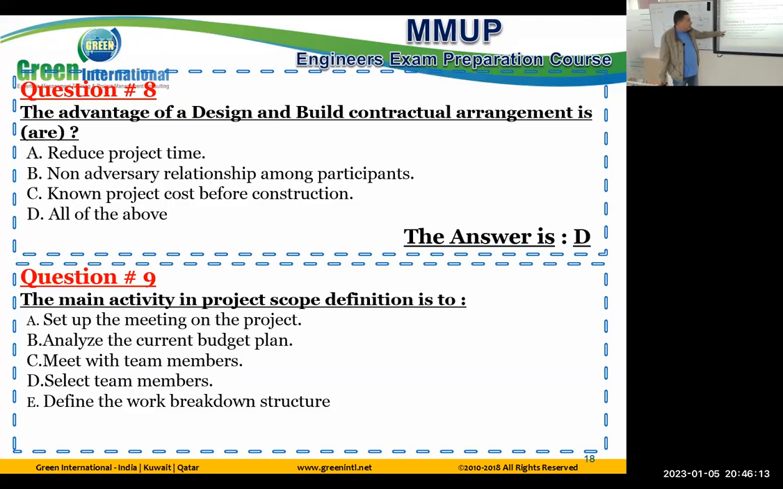Analyze the scope: what is the scope about, the scope and the budget? Nothing. Meet? Why will I meet? It's nothing related. Select team member? I'm working in definition. It's not how I'm going to do it or who is going to do it. I'm asking about what I'm going to do. So the answer is define the work breakdown structure, WBS.